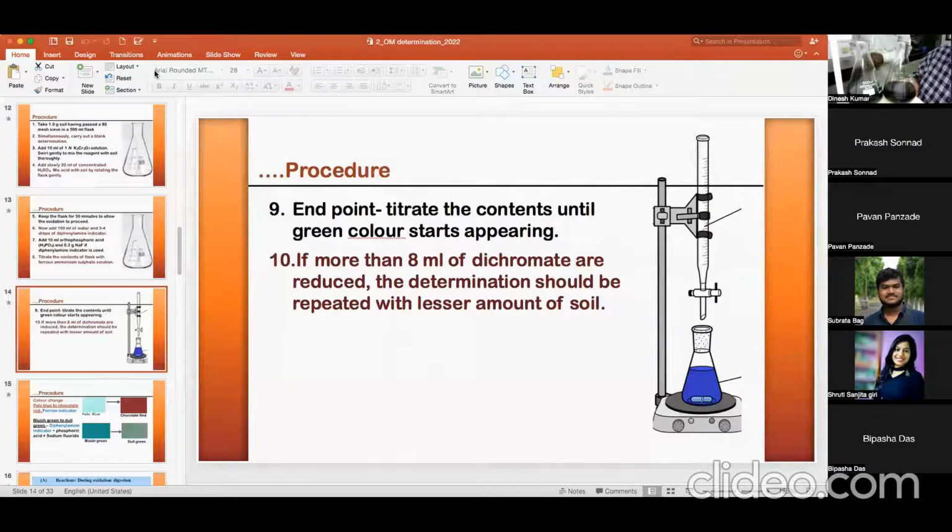Are you able to see the color? One is dull, you see dull green, and one is green. Are you able to see the color? Yes, sir.